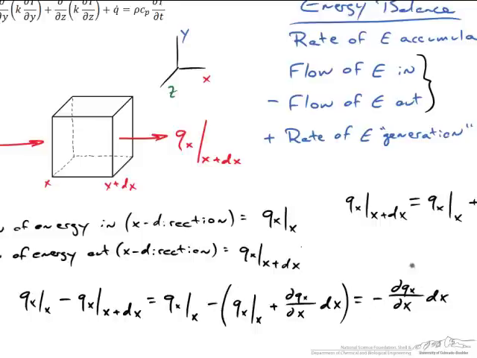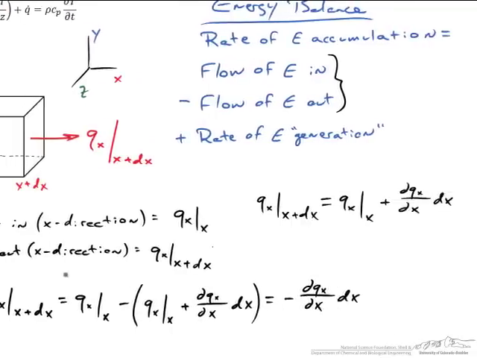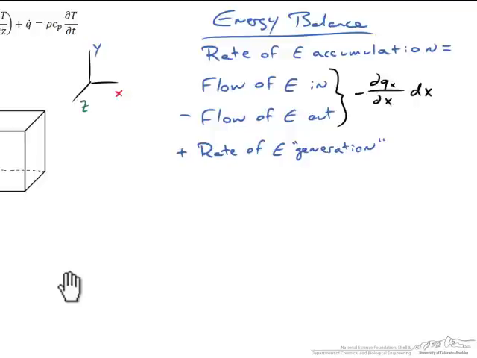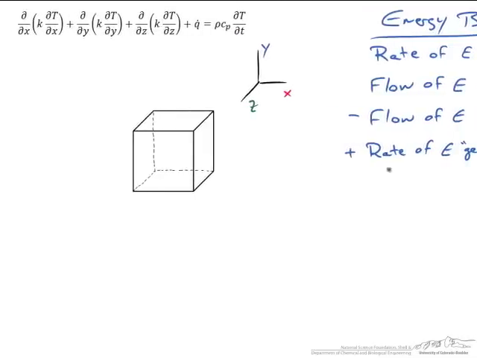So we're left with a relatively simple expression that describes the net flow of energy entering the system in the x direction. So now that we've got a handle on the net flow of energy in and out in the x direction, we can begin to look at the rate of energy generation and how we might describe that mathematically. And it turns out this is relatively straightforward.